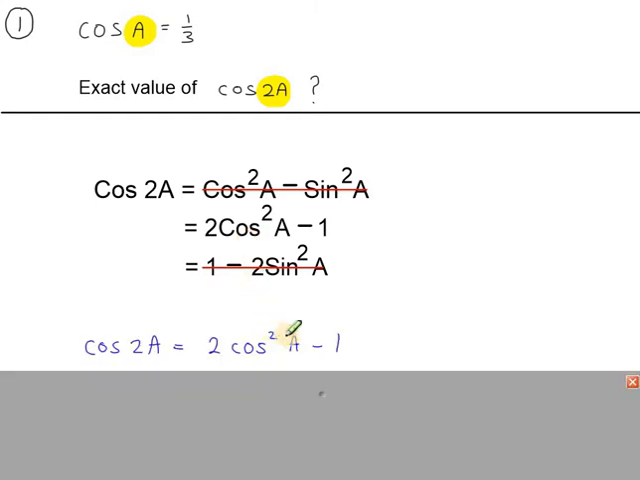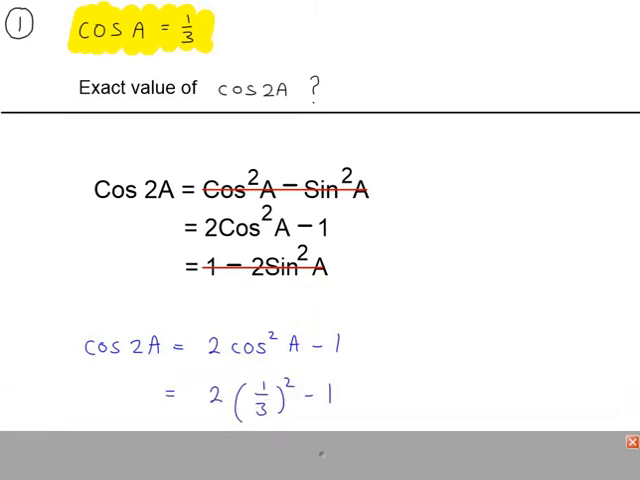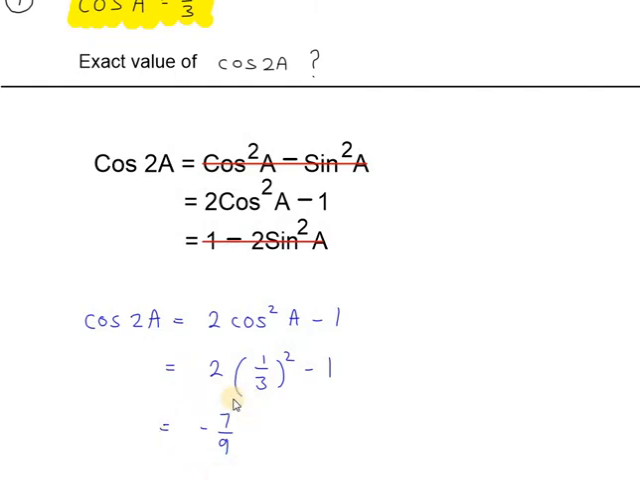Okay, so cos A is 1/3. This is cos A squared. So cos A is 1/3, so I can replace this with 1/3, but I need to put brackets around that 1/3 and square it like this. All I've done there is say cos A is 1/3. If you square both sides here, so I'm squaring both sides, and then simplify.